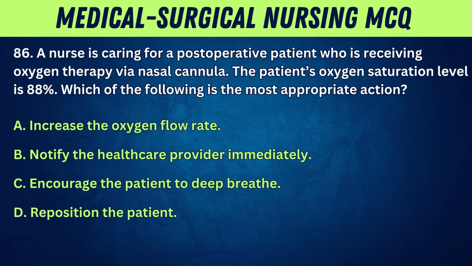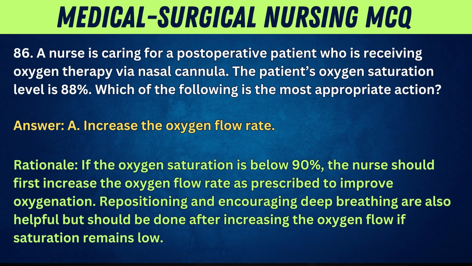86. A nurse is caring for a postoperative patient who is receiving oxygen therapy via nasal cannula. The patient's oxygen saturation level is 88%. Which of the following is the most appropriate action? A. Increase the oxygen flow rate. B. Notify the healthcare provider immediately. C. Encourage the patient to deep breathe. D. Reposition the patient. Answer: A. Increase the oxygen flow rate.